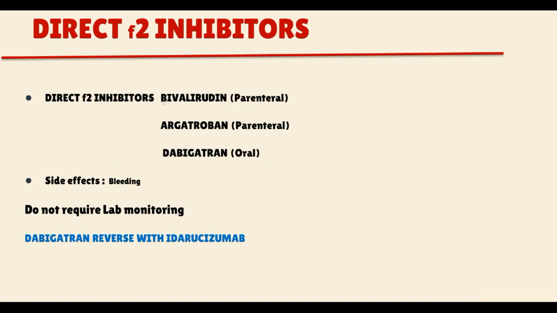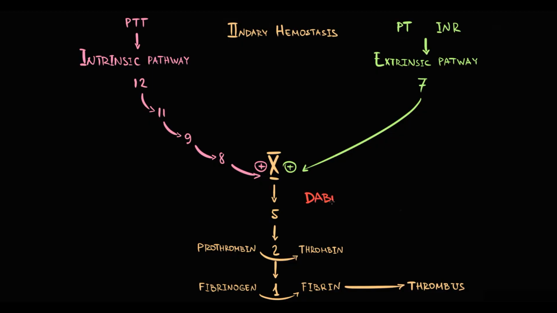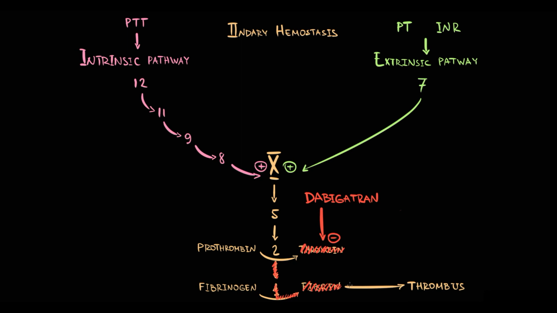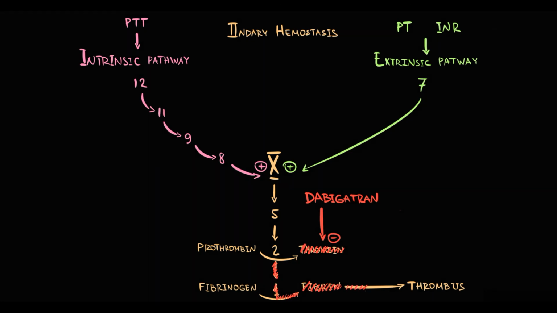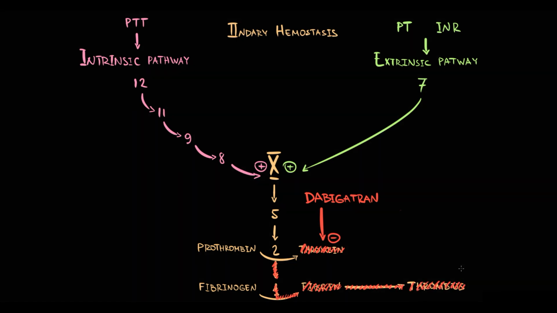The next class of drugs is called direct factor 2 inhibitors. It's bivalirudin, argatroban and dabigatran. So with infusion of dabigatran or any other factor 2 inhibitor, they directly inhibit factor 2, that is called thrombin. And because thrombin provides the crucial conversion of fibrinogen into fibrin, with inhibition of thrombin, fibrin cannot be formed. And without fibrin, conversion of a platelet plug into a thrombus becomes impossible. As a result, the rate of thrombus formation will significantly decrease. Direct factor 2 inhibitors are relatively safe drugs that do not require monitoring of coagulation values.